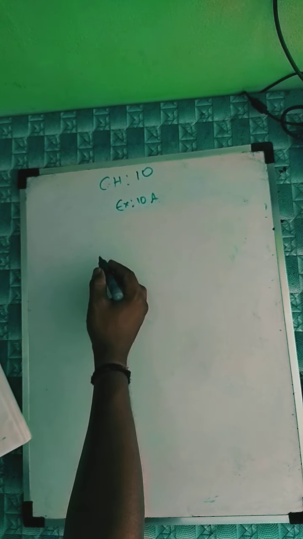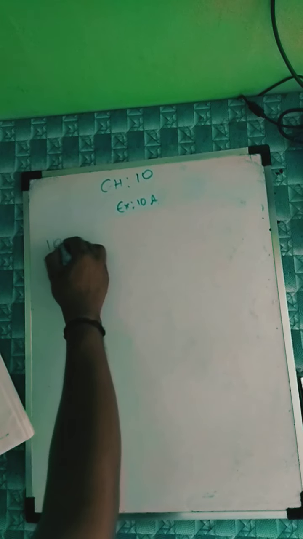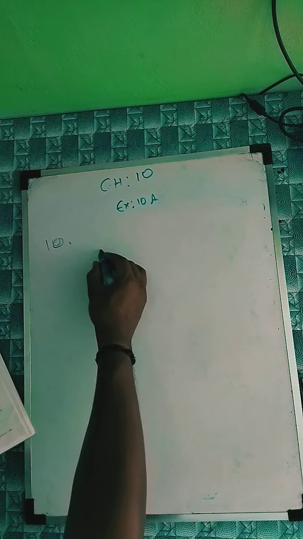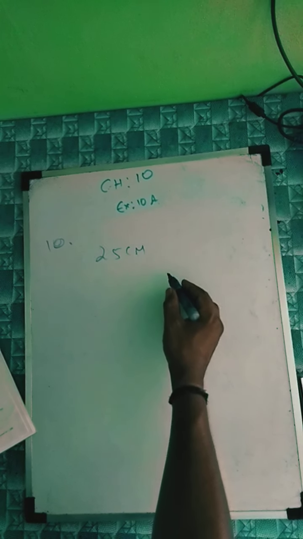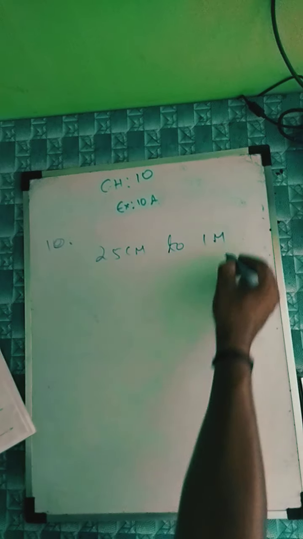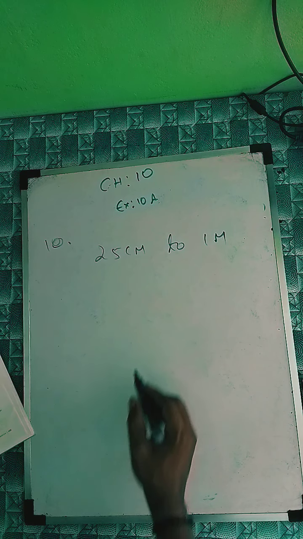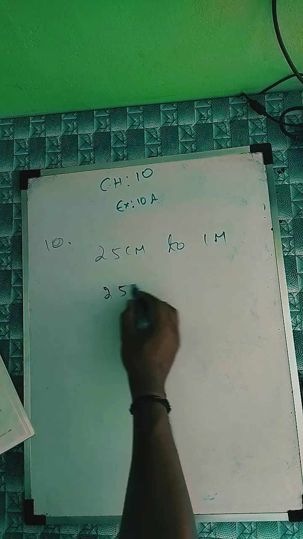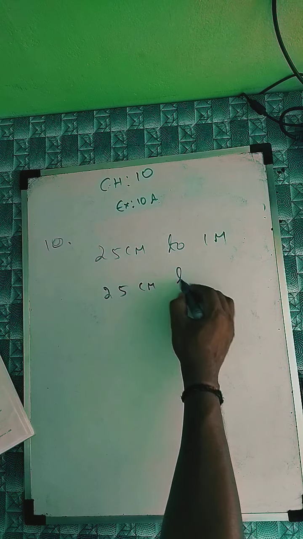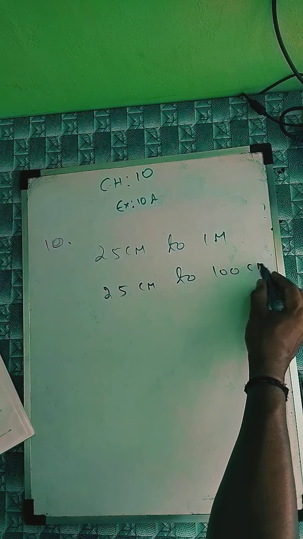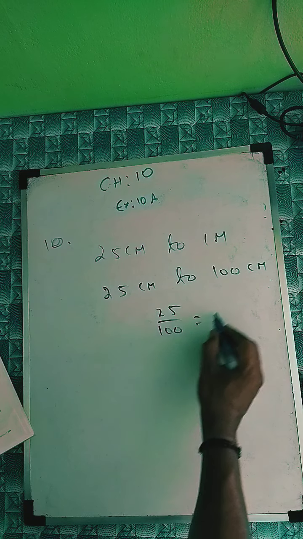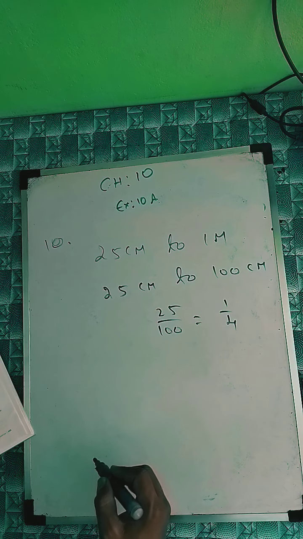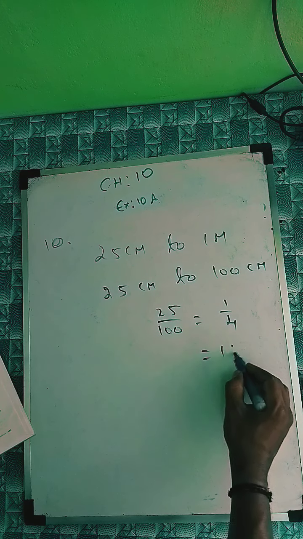Now question number 10. Question number 10 says, express each of the following ratios in simplest form. So it's given 25 centimeter to 1 meter. So that means 25 centimeter we can just keep the same, and 1 meter means 100 centimeter. 1 meter is 100 centimeter, so we can just write here 25 by 100, so the answer is 1 by 4. So the ratio is 1 is to 4.